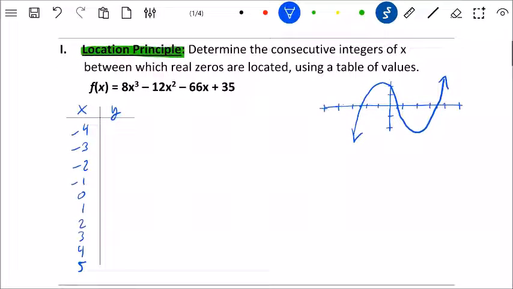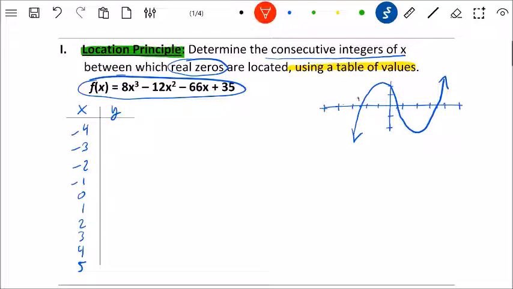First, let's look at the location principle. That is where we're going to determine the consecutive integers of x between which real zeros are located, and we need to do it using a table of values. We're going to take this polynomial here, and I've done a simple graph of it over here. So let's take a look at that.